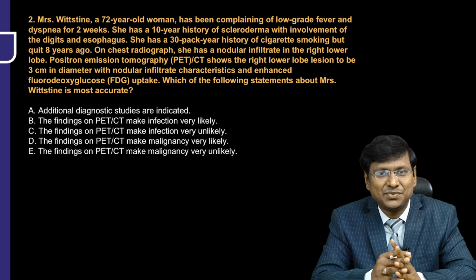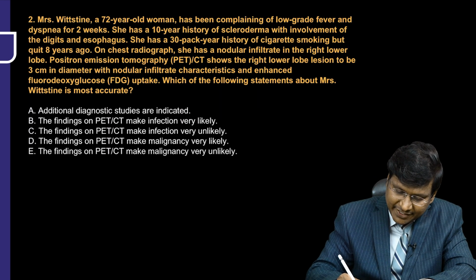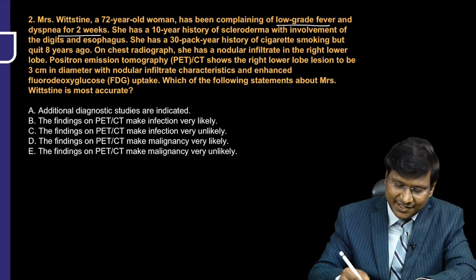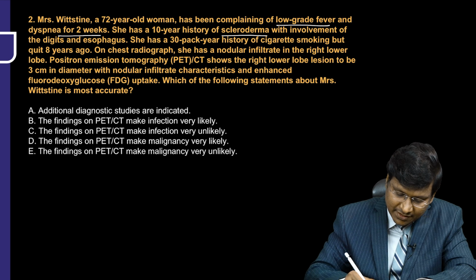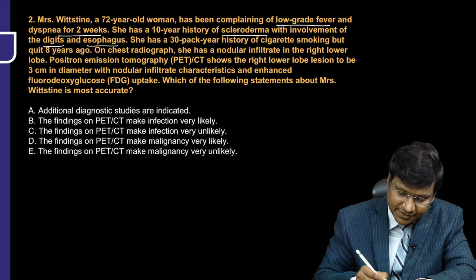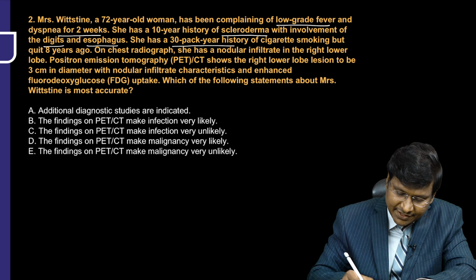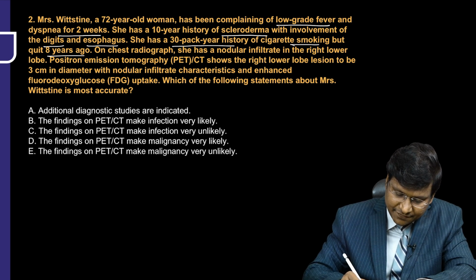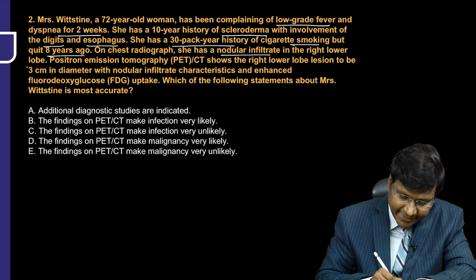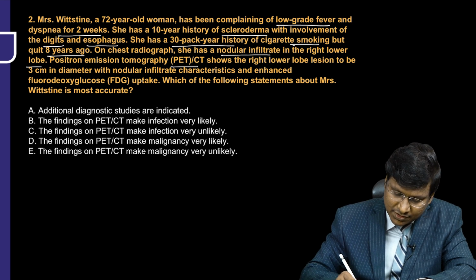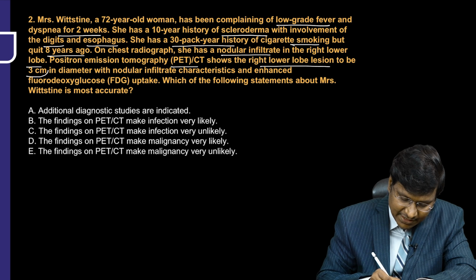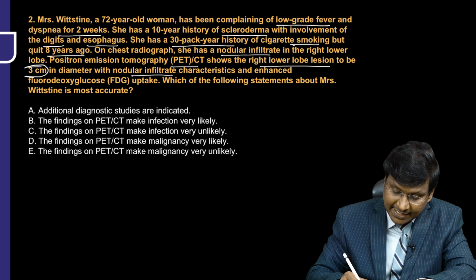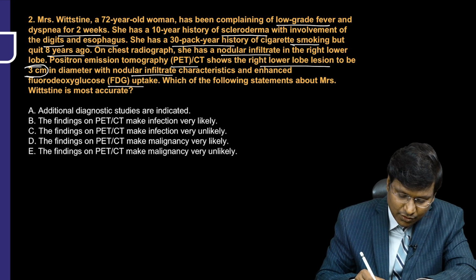So we have a 72-year-old woman. She has been complaining of low-grade fever and dyspnea for 2 weeks. She has a 10-year history of scleroderma with involvement of the digits and the esophagus. She has a 30-pack year history of cigarette smoking but quit 8 years ago. On chest radiograph, she has nodular infiltrates in the right lower lobe. PET or CT shows the right lower lobe lesion.